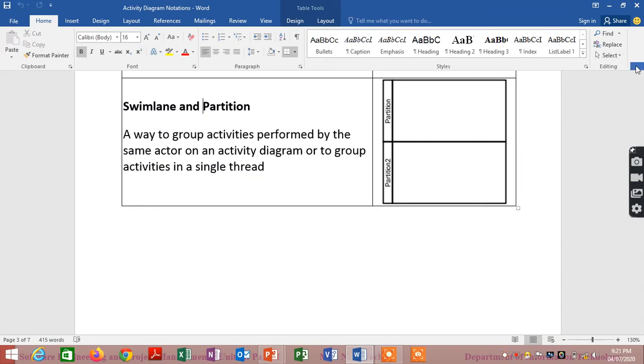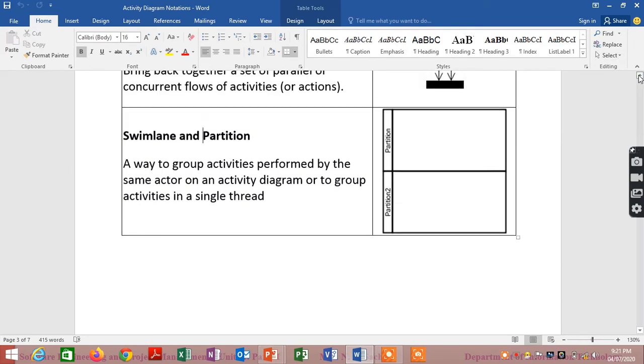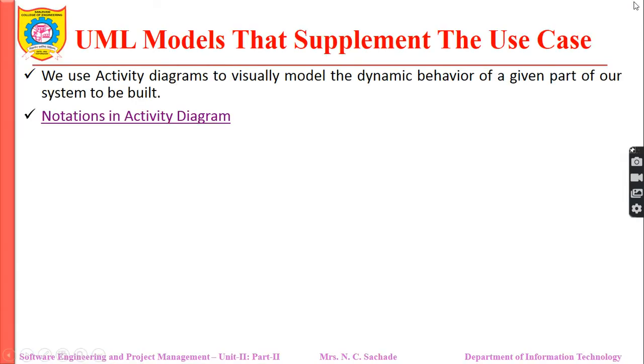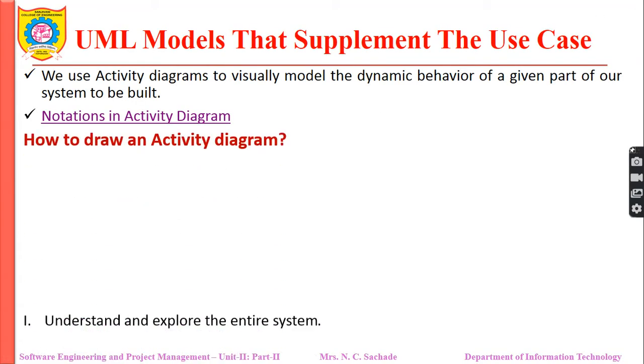Then the last option is this swim lane partition. Right now, what you have to just remember is there are these two partitions, only you remember that, and we will come back to it again, swim lanes and partitions. Now we'll move back, and now we are going to see how to draw an activity diagram.